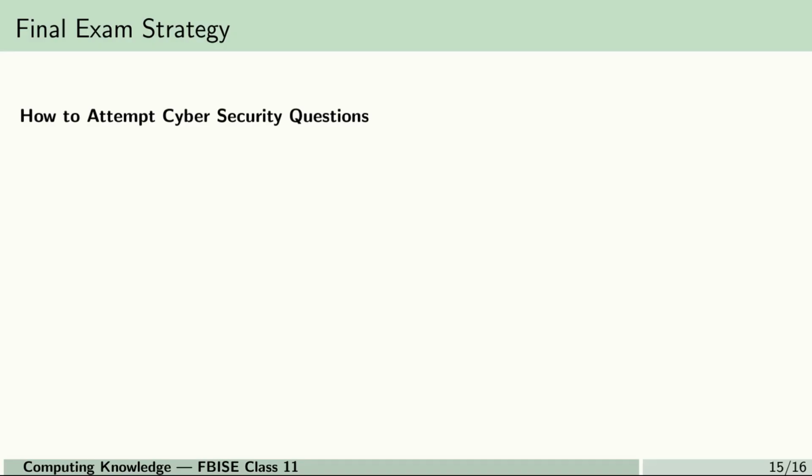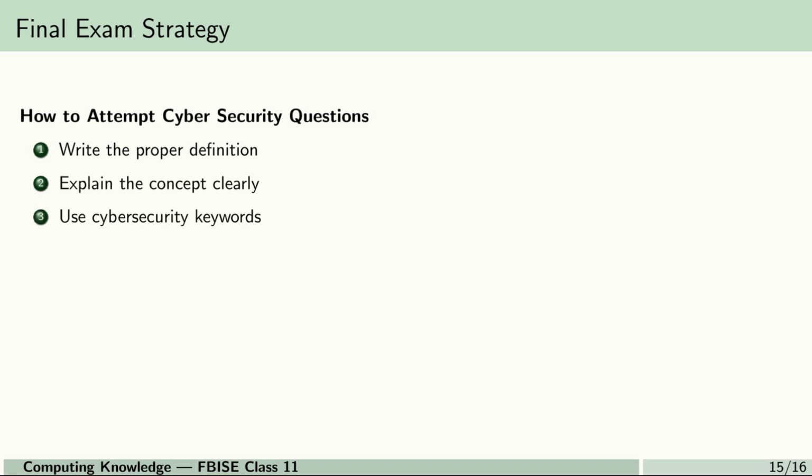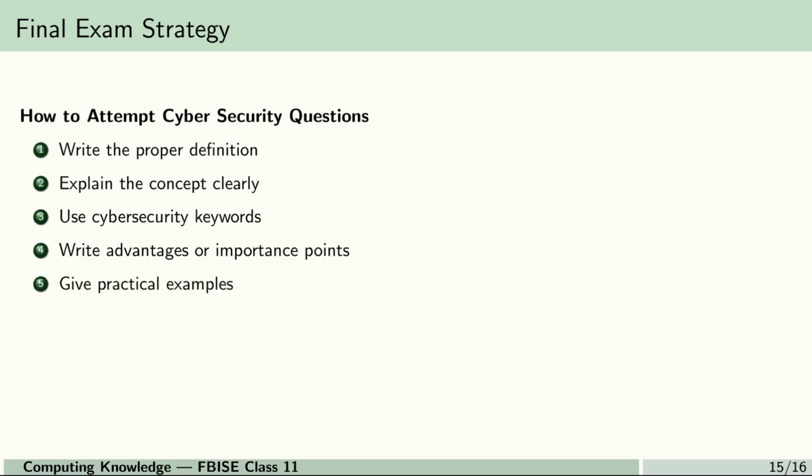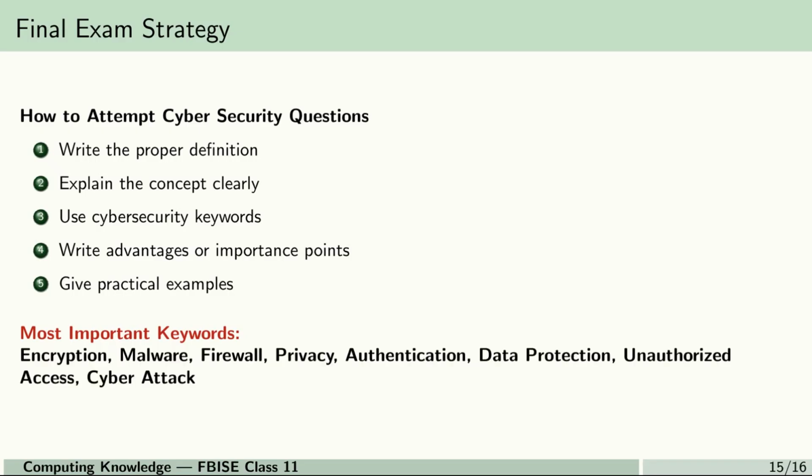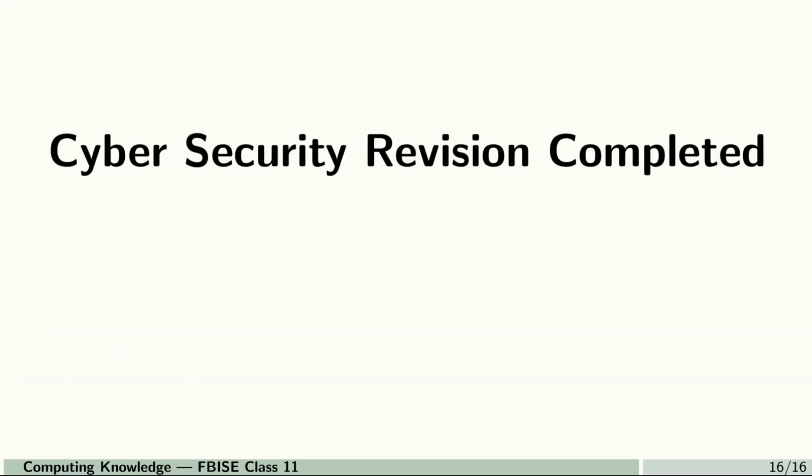Final exam strategy: how to attempt cybersecurity questions. Number 1, write the proper definition. Number 2, explain the concept clearly. Number 3, use cybersecurity keywords. Number 4, write advantages or importance points. Give practical examples. Most important keywords are encryption, malware, firewall, privacy, authentication, data protection, unauthorized access, and cyber attack. Now, cyber security revision has been completed.